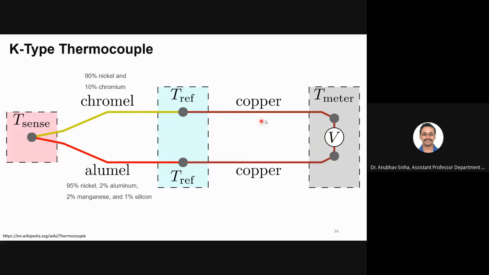At the end we put copper wire so that both sides are the same and there is no voltage difference because of this. So the only voltage difference is because of these two, chromel and alumel, and the copper is simply used to connect and measure the voltage. So this is the schematic of a K-type thermocouple. For different types, B type, A type, you will have different materials, that's all. But the basic configuration will be the same for all types of thermocouples. Whether you take B type, K type, C type, the same configuration will be used.